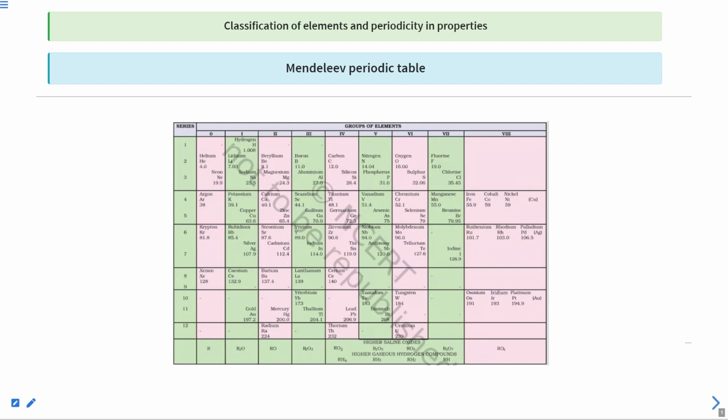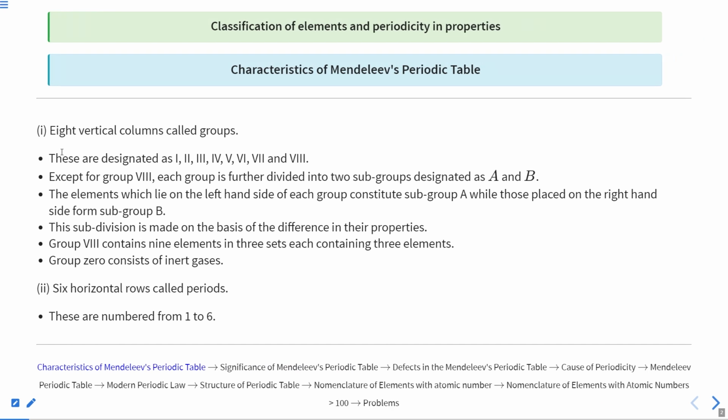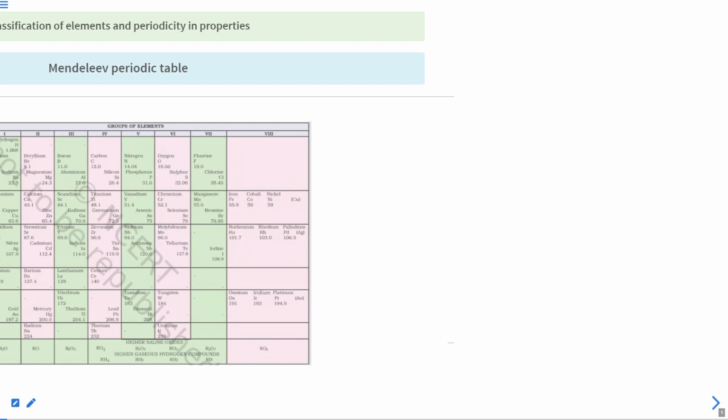So he decided to put groups here. These are the groups 0, 1, 2, 3, 4, 5, 6, 7, 8. These groups of elements will have the same properties. This is the motive behind the Mendeleev periodic table. It is written here also: there are 8 vertical groups, named 1 to 8, and except for group 8, each group is further divided into 2 subgroups designated as A and B.